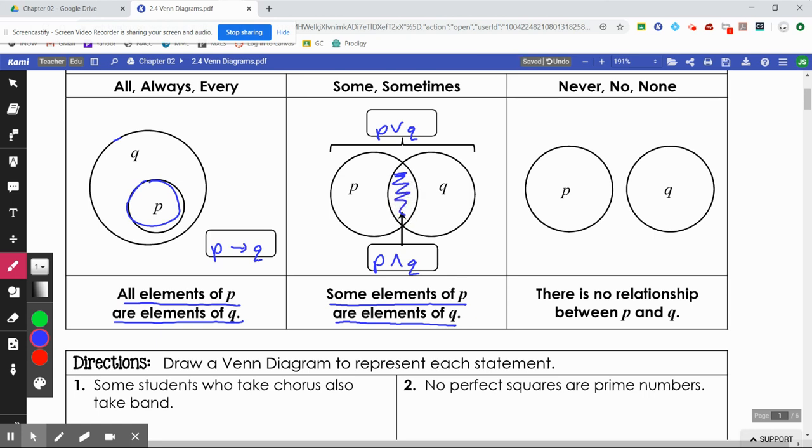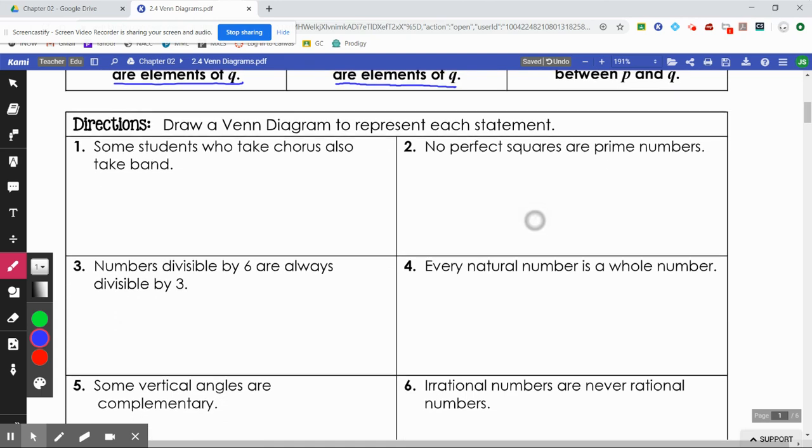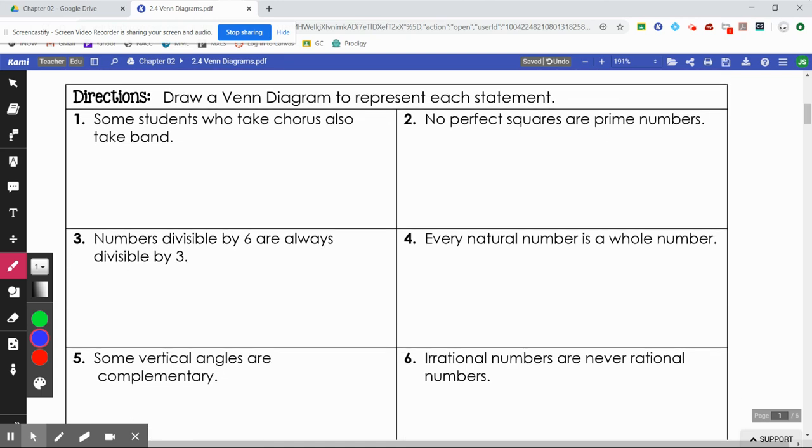Okay, there is no relationship between P and Q. That is two completely separate sets. There is nothing that's in both sets. They're completely separate from each other. Okay, so now let's talk about each of these situations, and let's draw a Venn diagram that represents each of them.